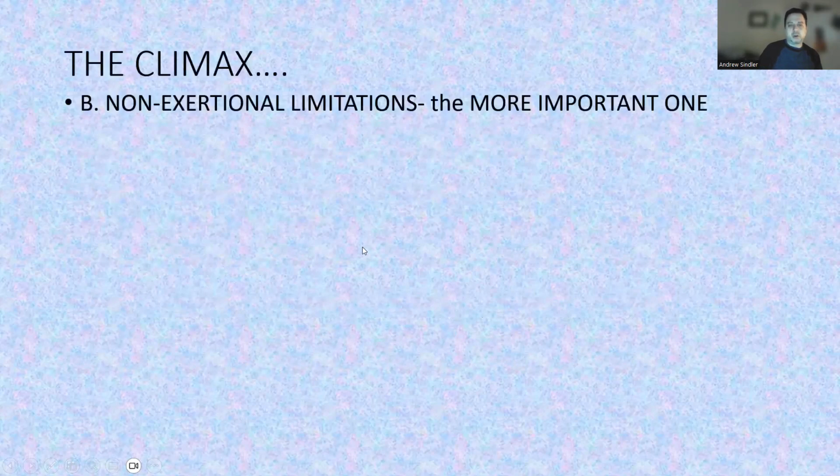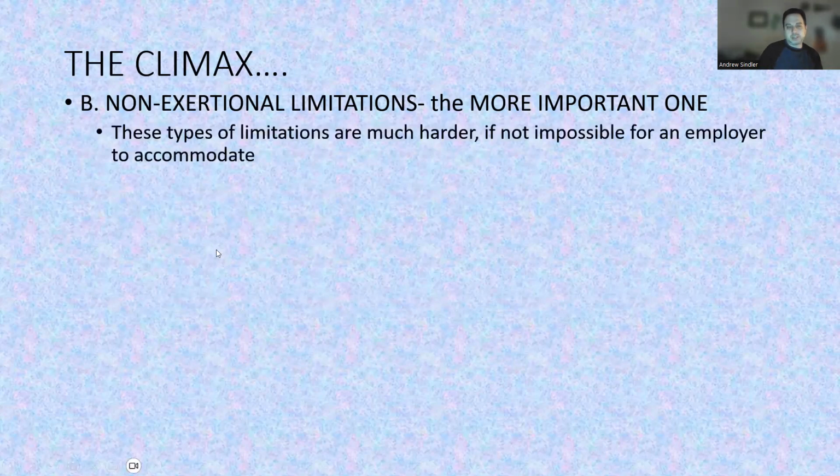Then the second type of limitation we have are what we call the non-exertional limitations. And this is actually the more important one of the two. The reason I say that is because these are the types of limitations that are much harder, if not impossible, for an employer to accommodate. And if that's the case, that pretty much is going to lead to you not being able to work for an employer and therefore meeting the criteria for disability just the same.